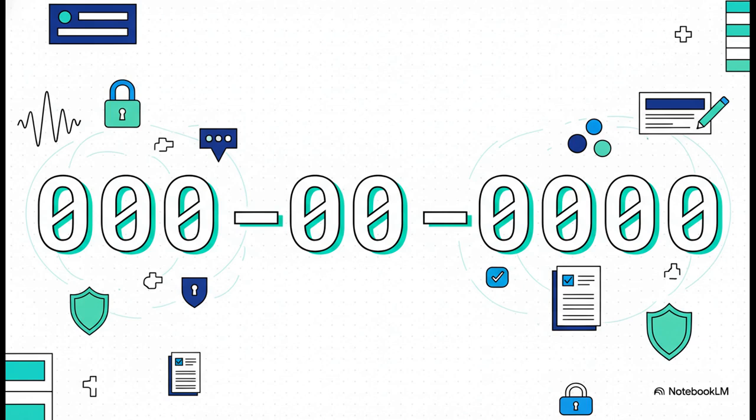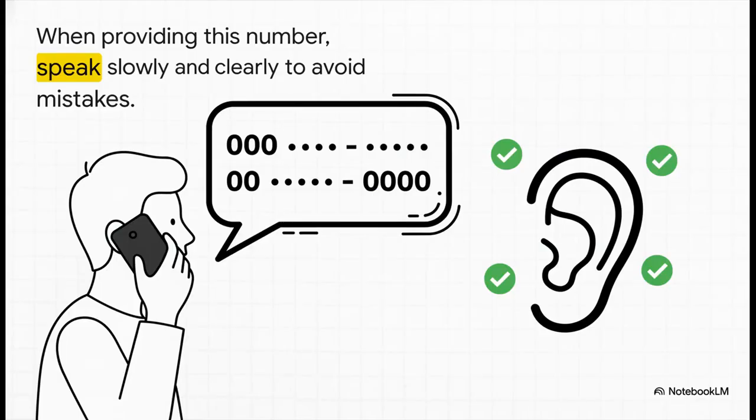Now, this number is super private, so you have to keep it safe. But you will have to provide it when you're filling out official forms for things like work or for the government. So let's say you have to give this number to someone, maybe over the phone. The best thing to do is to speak slowly and clearly, pausing between each set of digits, just like the format we just saw. That's a great way to make sure there are no mistakes.